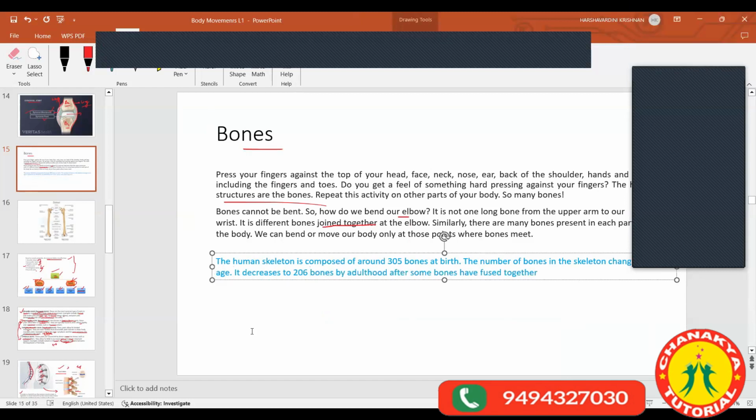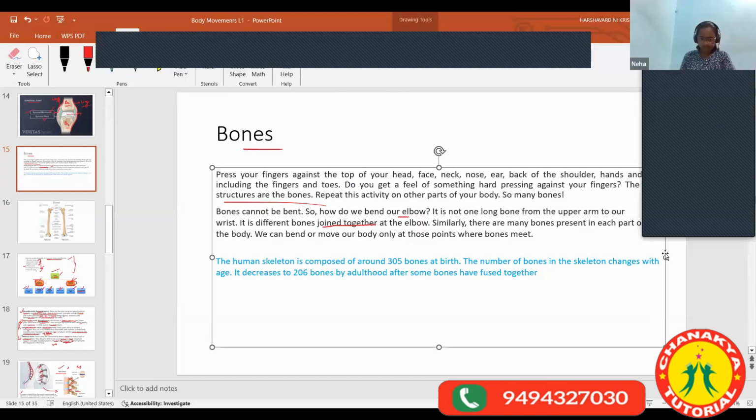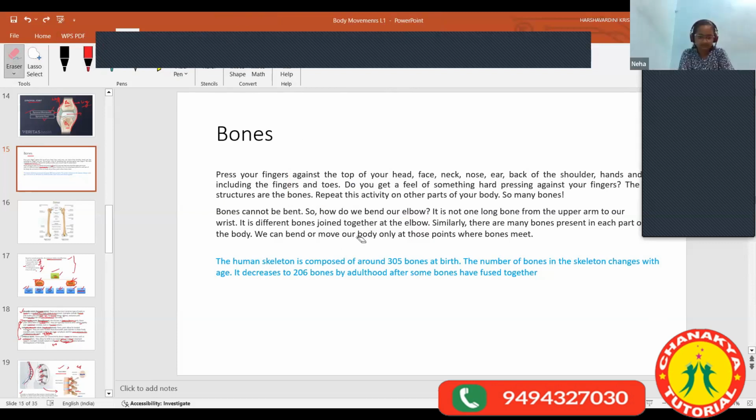So the human skeleton is composed of around 305 bones. When you are born, you actually have 305 bones. And then the number of bones in the skeleton decreases with age. Why? Because once you grow older, some of the bones basically get fused together. So you will have actually very few. Once you grow up, the 305 becomes 206. Nearly 100 bones decrease.